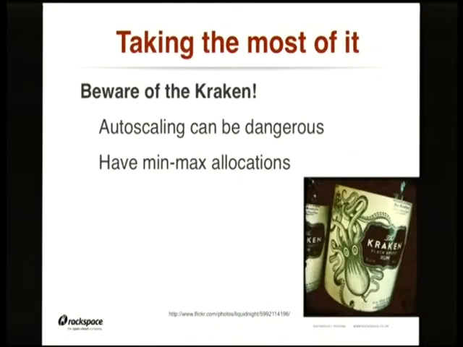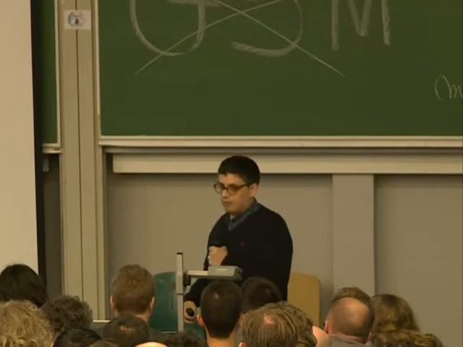But autoscaling is dangerous as well. It's a very dangerous thing. So beware of the Kraken. It's not a good thing. In order to avoid that, my recommendation is whatever kind of autoscaling you do, please always have minimum and maximum allocation numbers. Because what you want to avoid is having your autoscaling engine go all the way down to zero.